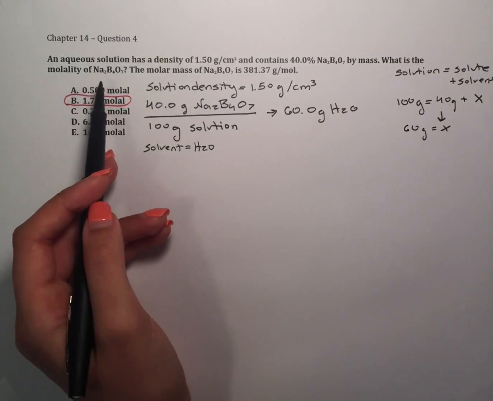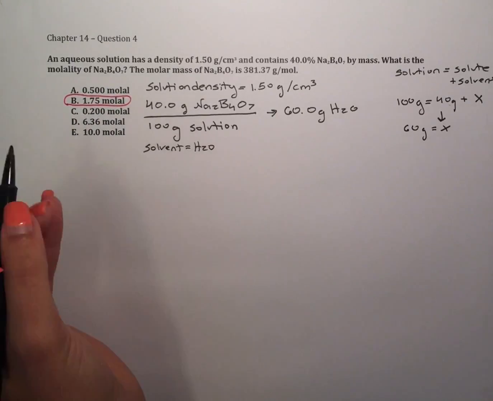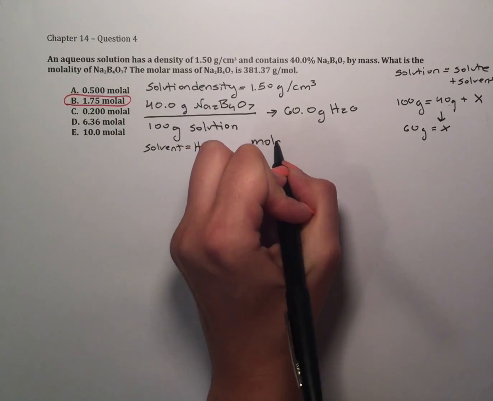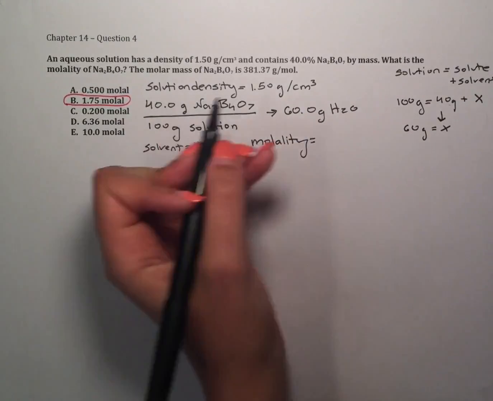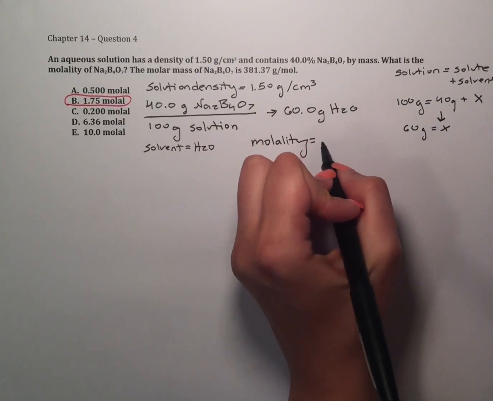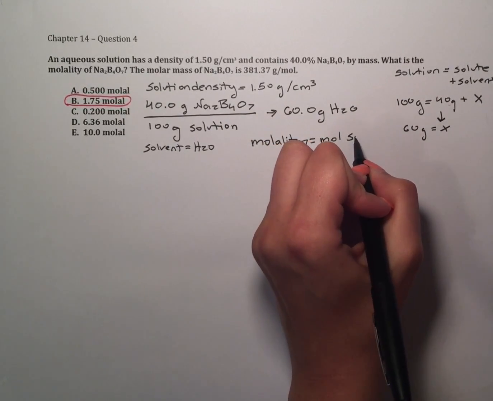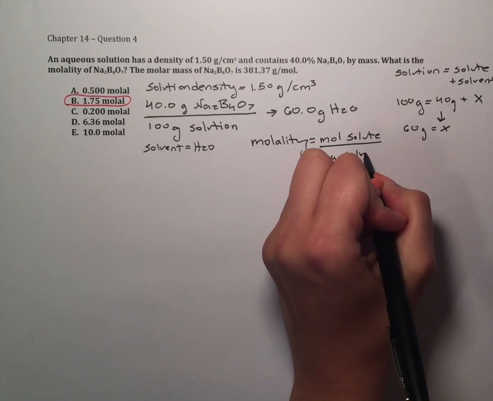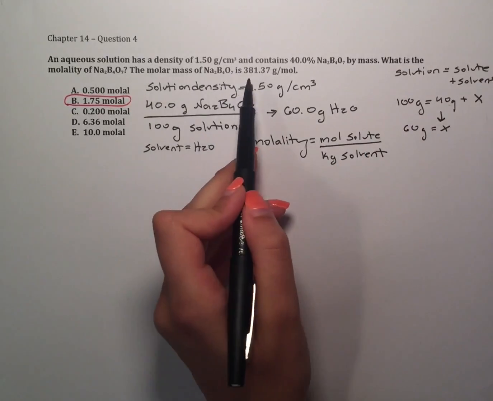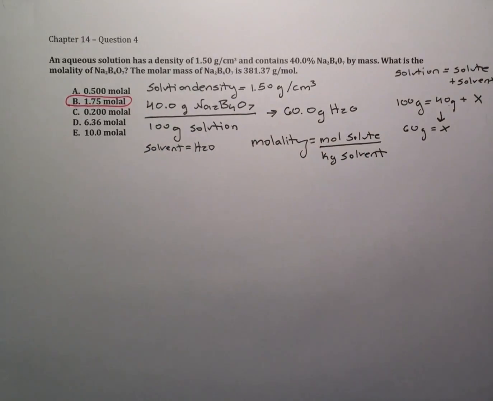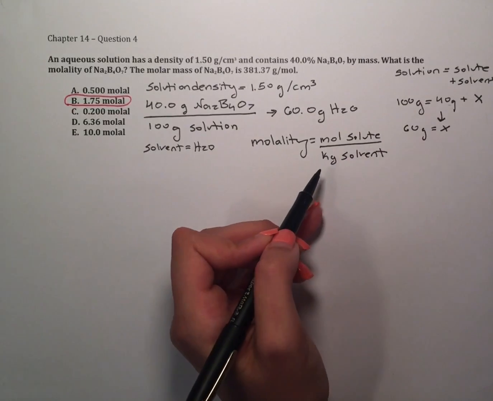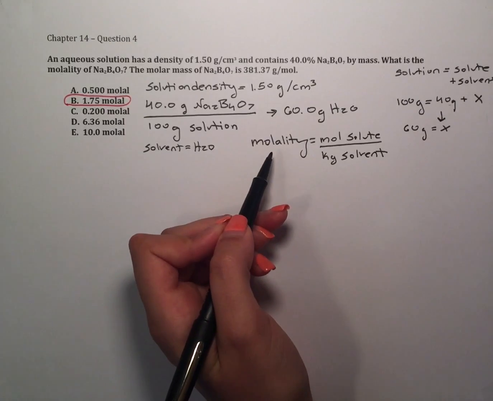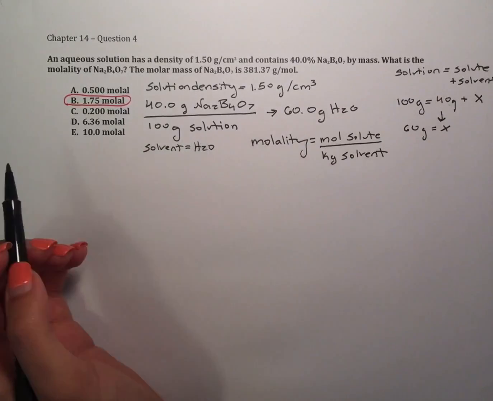What is the molality of Na2B4O7? So what we are solving for is molality. And what is molality exactly? Molality is the moles of the solute over kilograms of solvent. And then we were lastly given the molar mass of our solute. So the only two things we need to find are moles of solute and kilograms of solvent. Once we find those, we can just divide and solve for our molality. So let's start with moles of solute.